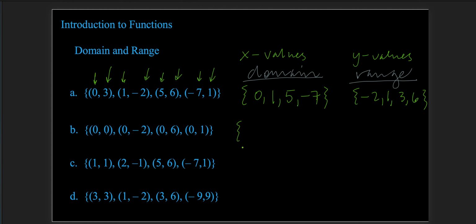Same thing here. Now we're going to look at the x values. So the x values for these is 0, 0, 0, and 0. So actually we don't repeat any values that repeat. We just write 0 once. Okay, that's the answer for the domain. Now for the range, we have 0, -2, 6, and 1, the y values. So -2, 0, 1, 6.